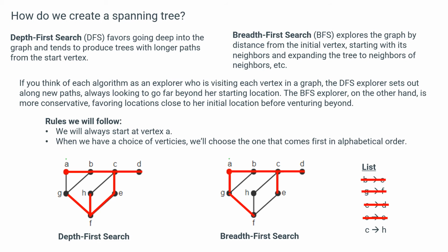Okay, now one more in my list. C has a neighbor of H. So I'll mark that. And H, I don't have to worry about any of its neighbors because all of them have been visited. Okay, so what have I done? I have now created a spanning tree. I've visited every vertex here.